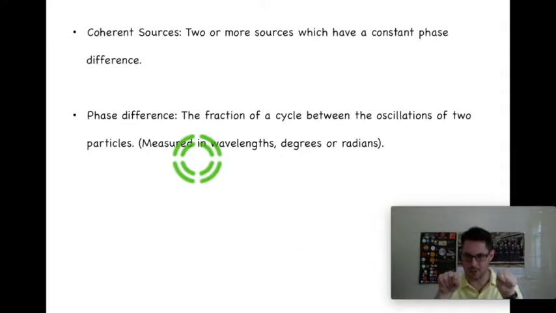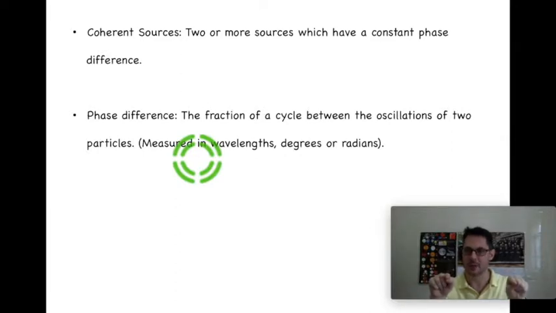So if we're talking about two sources and they're doing the same thing at the same time, the oscillations are the same and the frequency is the same, so we can say that they're coherent. They could be coherent sources if they were doing this, just so long as they're doing it at the same time, with the same timing. That would be coherent. And then the phase difference just tells us the difference between the oscillations of the particles.